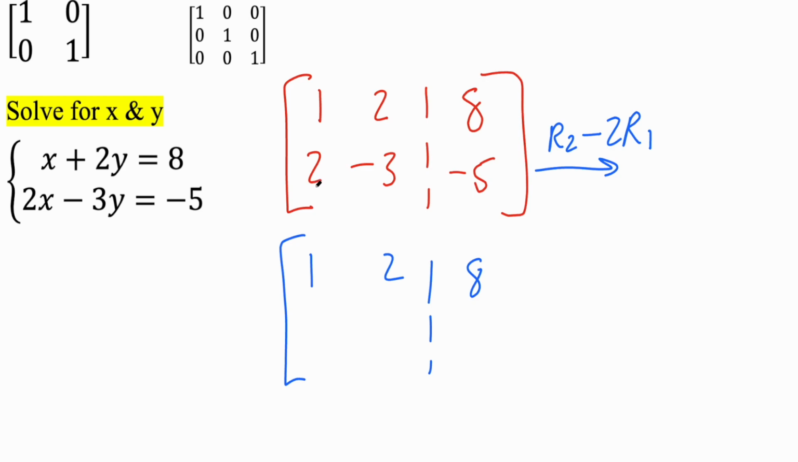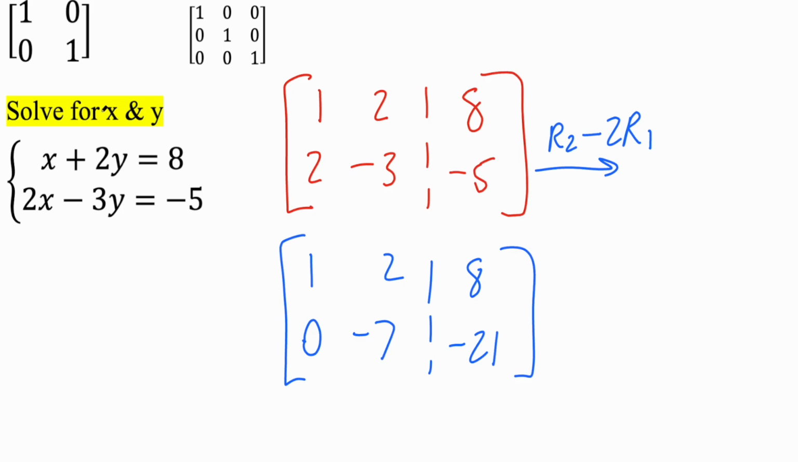But this is going to change. So this is row 2, and we're going to subtract 2 times row 1. So negative 2 times 1 is negative 2. 2 minus 2 is 0, so I'm going to put a 0 right here. Then we do this piece. Negative 3 minus 2 times 2 is negative 4. Negative 3 minus 4 is negative 7. Now this one. We had negative 5 minus 2 times 8, so negative 16. Negative 5 minus 16 is negative 21. So we're one step closer.